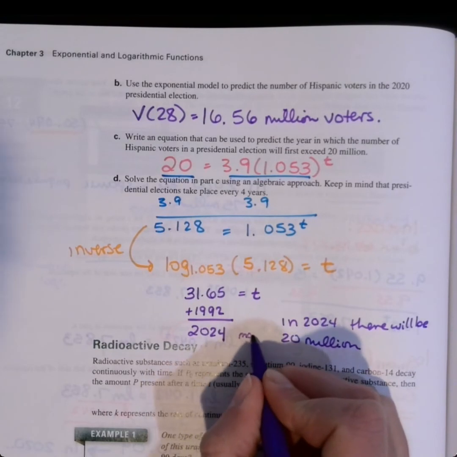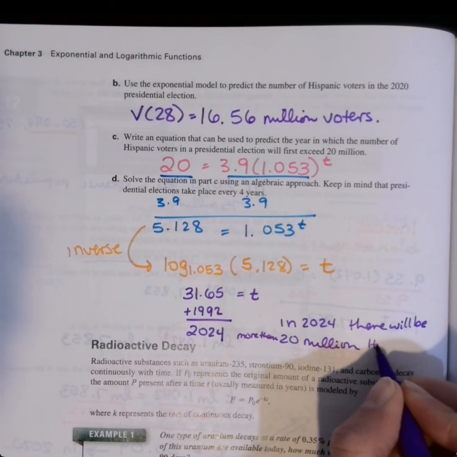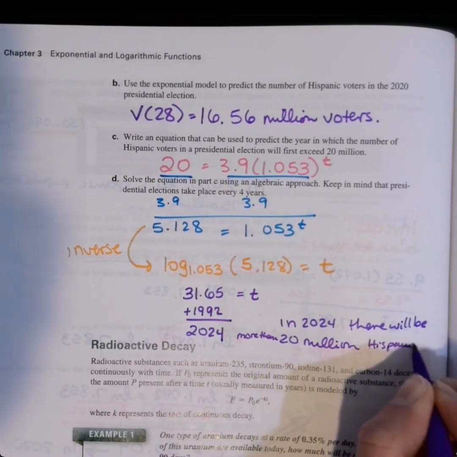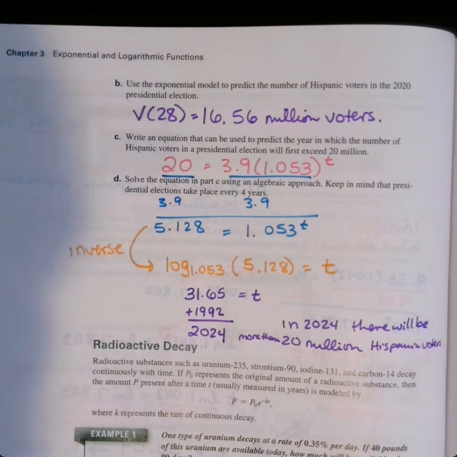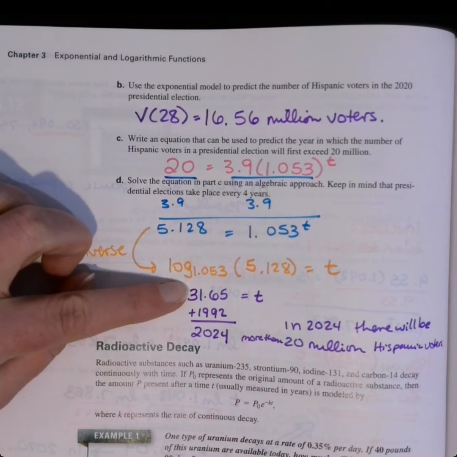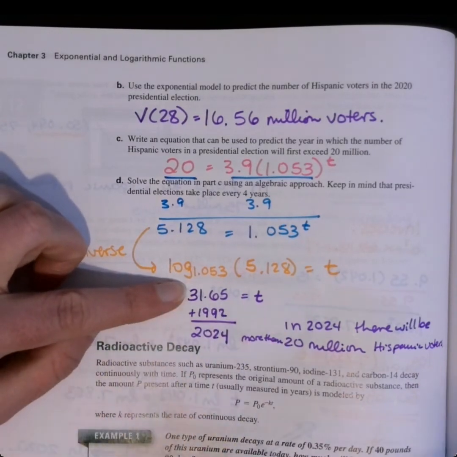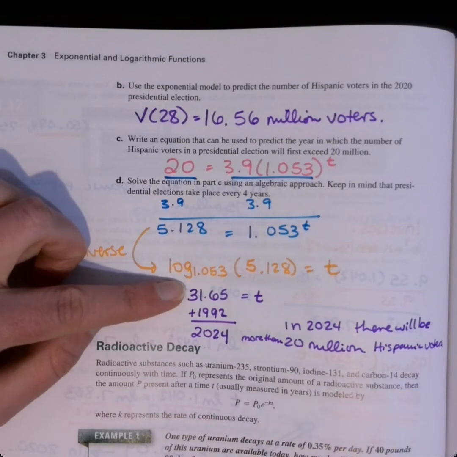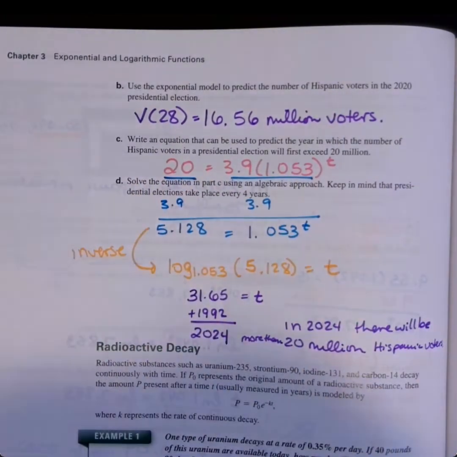I'm going to stick that in there. More than 20 million Hispanic voters. Now I can be sure that it's more than, not just 20 million, because technically somewhere near the end of 2023, in 2023.65, there would have been exactly 20 million. So I've gone above that, and they wanted to know when I was going to exceed, be more than. So really I was looking for that more than 20 million statement. All right.